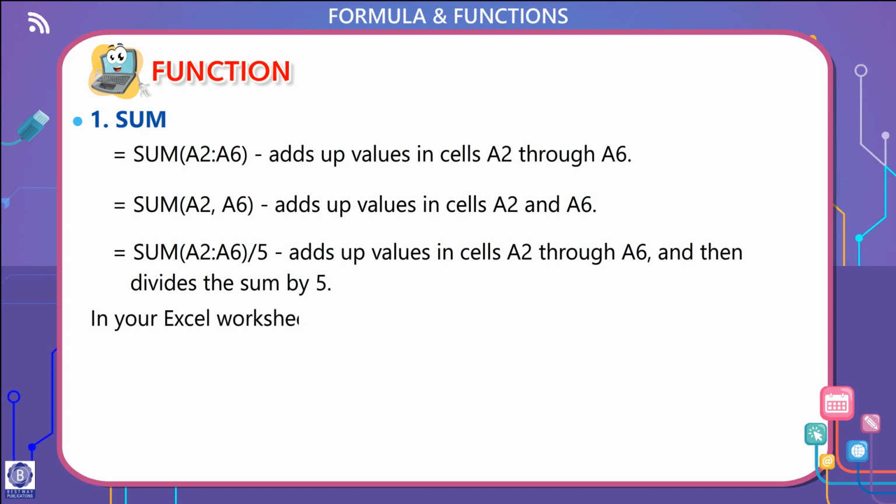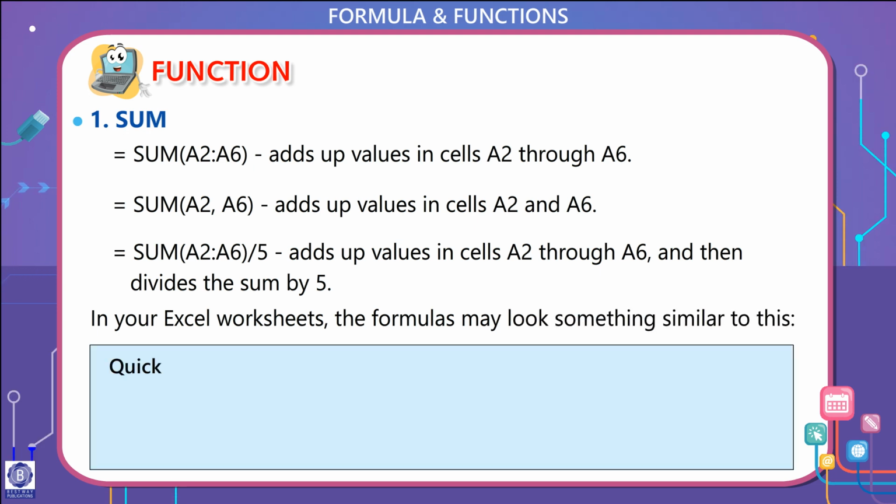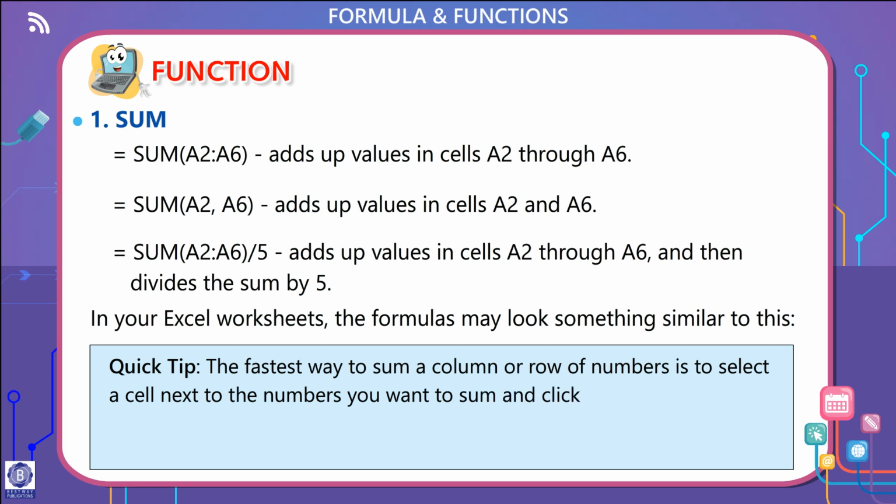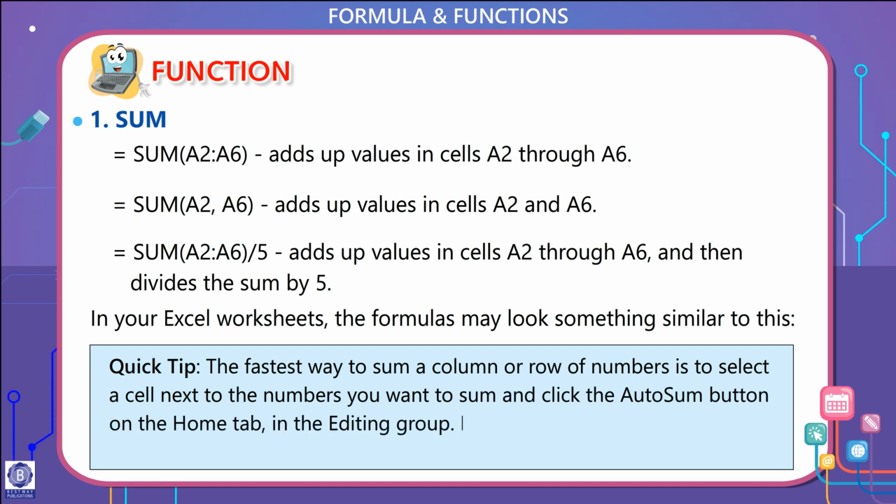In your Excel worksheets, the formulas may look something similar to this. Quick tip: the fastest way to sum a column or row of numbers is to select a cell next to the numbers you want to sum and click the AutoSum button on the Home tab in the Editing group. Excel will insert a SUM formula for you automatically.